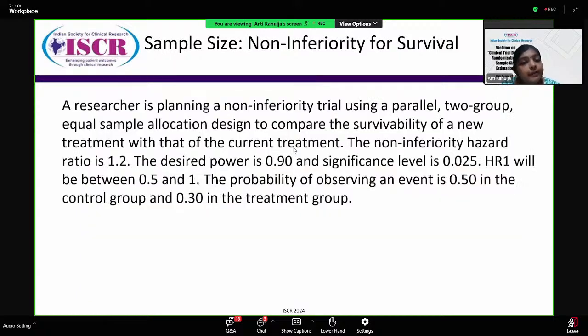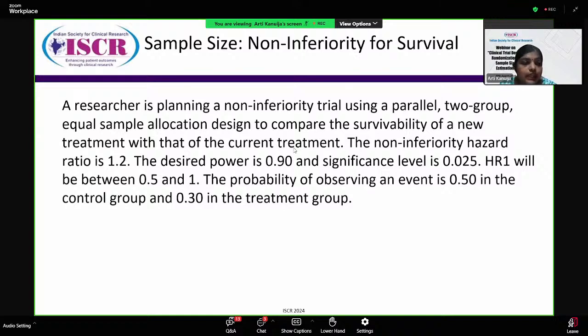This is another example, again for non-inferiority for survival data. Here the researcher is planning a non-inferiority trial using a parallel two-group equal sample allocation. The non-inferiority hazard ratio is 1.2, the power is 90%, and the significance level is 0.025, which is 2.5%. They've also given you that the hazard ratio should range from 0.5 to 1, incremented by 1.